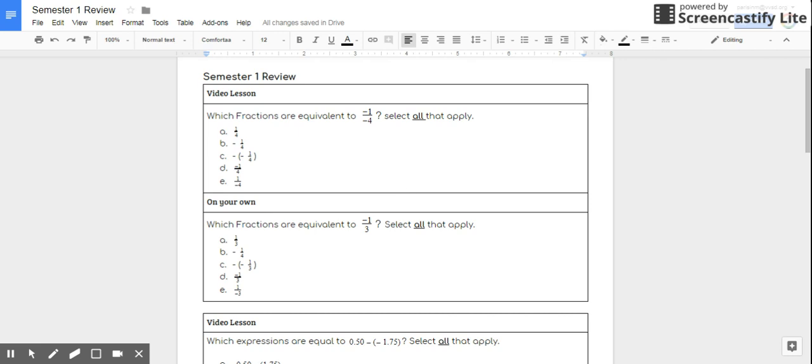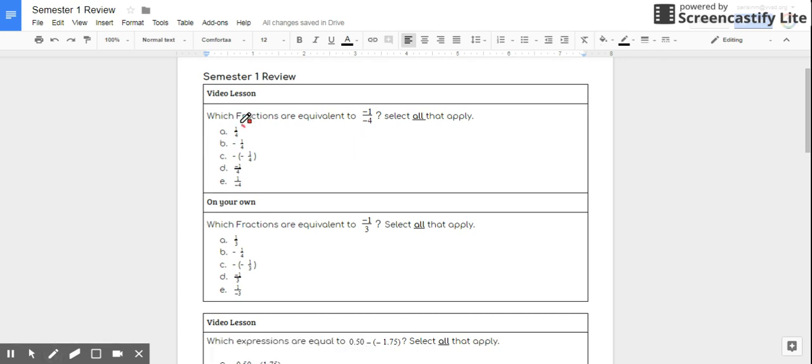This is a screencast review on rational numbers from earlier in the semester. So looking at the first one, which fractions are equivalent to -1 over -4? Select all that apply. So we need to remember that a fraction is division. So -1 divided by -4 is another way to say that. So we should know a negative divided by a negative is a positive.